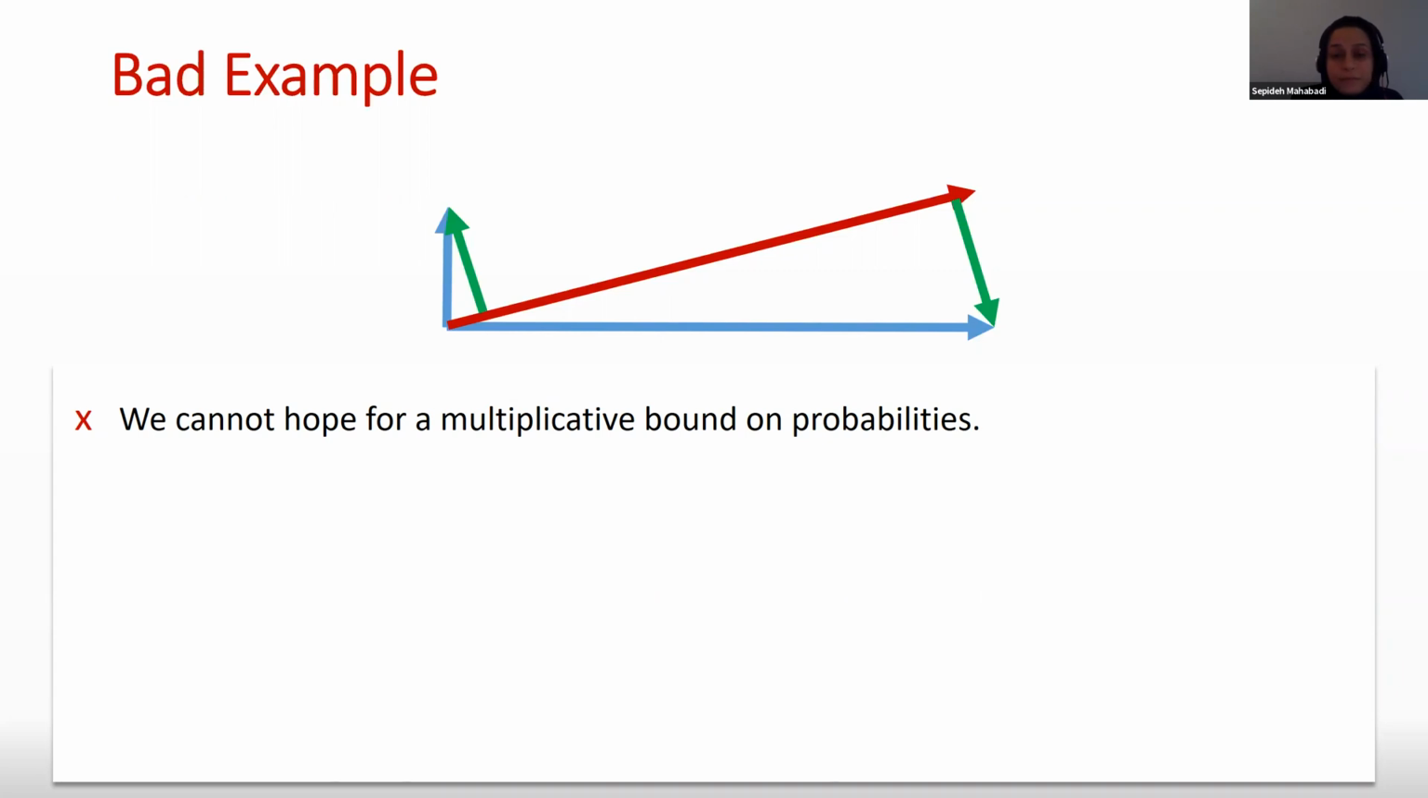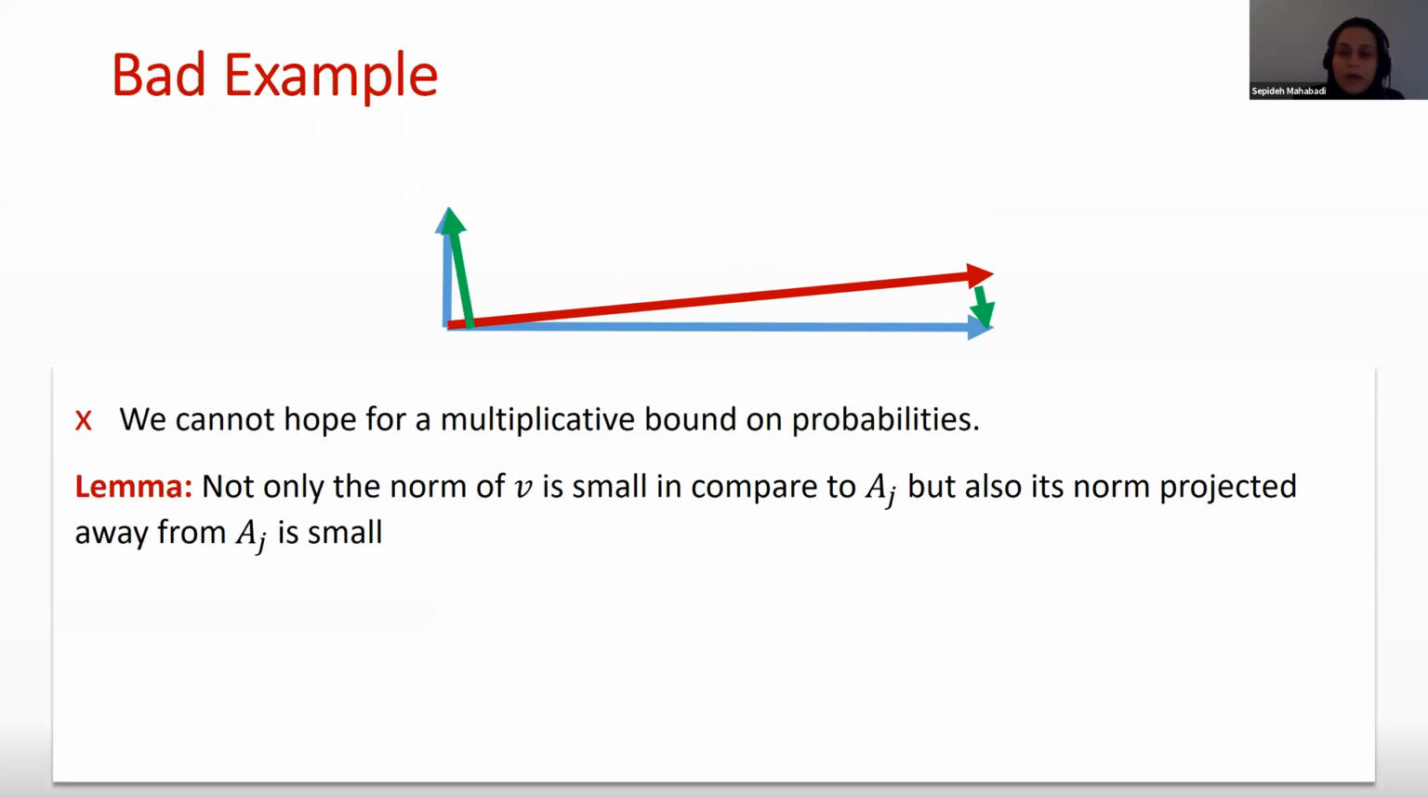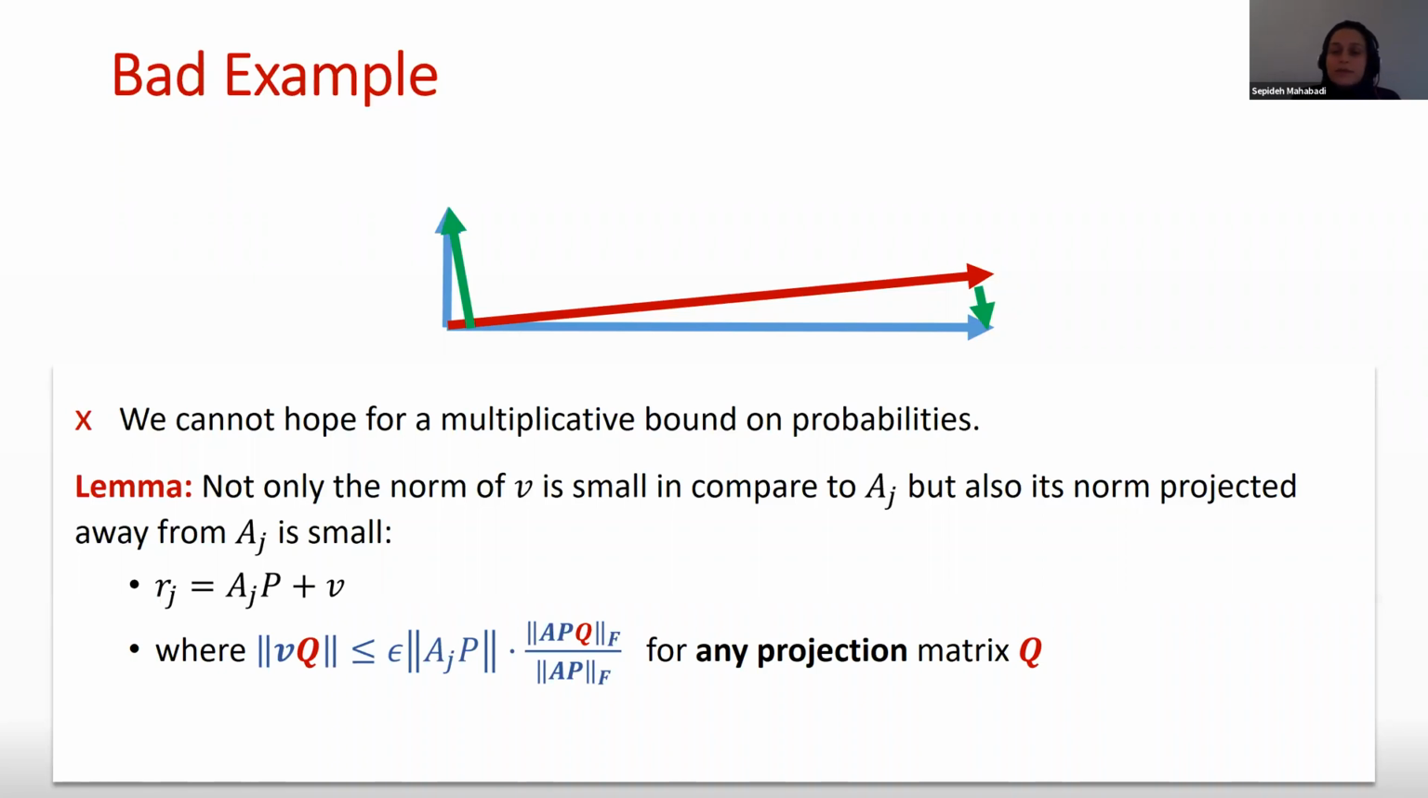However, we show that this picture does not really happen. What happens is more like the new picture, because we can show that not only is the norm of the noise itself small, but its norm is small in any direction. Specifically, for any projection matrix Q, the component of noise along that direction is bounded by an additional factor, which depends on the total decrease in the Frobenius norm of AP after we apply this projection onto Q.